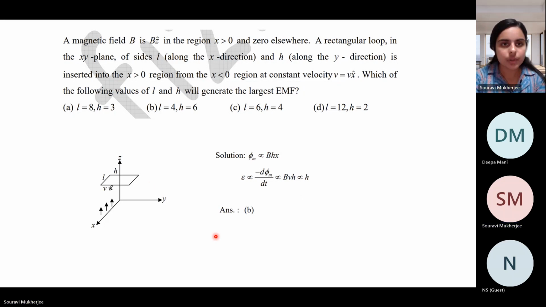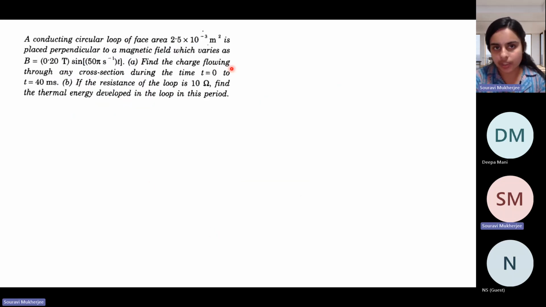Okay. Now this is another question which says that you know the area of your circular loop. It's placed perpendicular to the magnetic field, which is given by this expression here. It says find the charge that is flowing through any cross section during the time t equal to 0 to t equal to 40 millisecond.